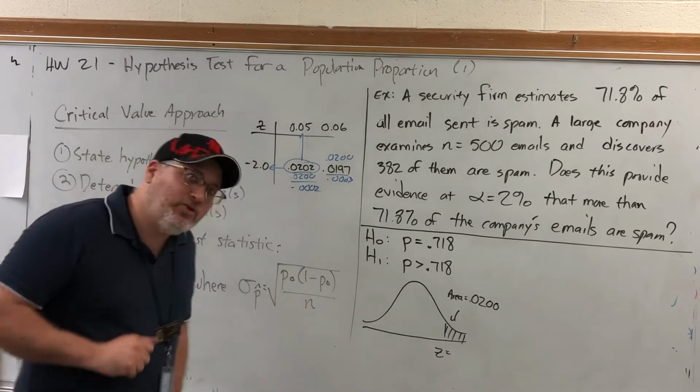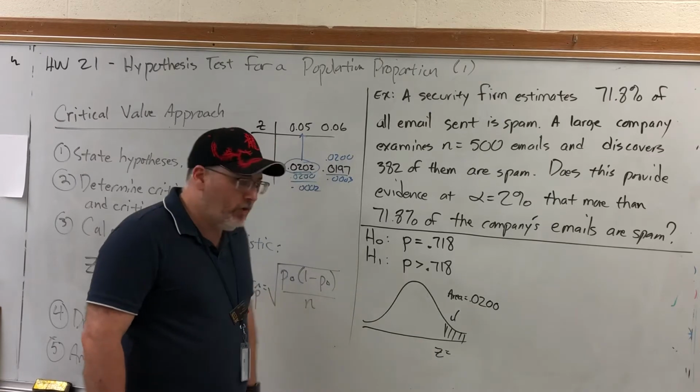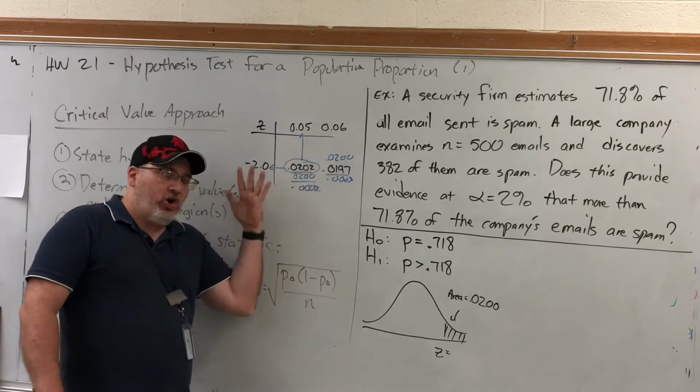Except it's not negative 2.05. Why? It's a right tail. Remember, the areas in the z-chart are left areas.